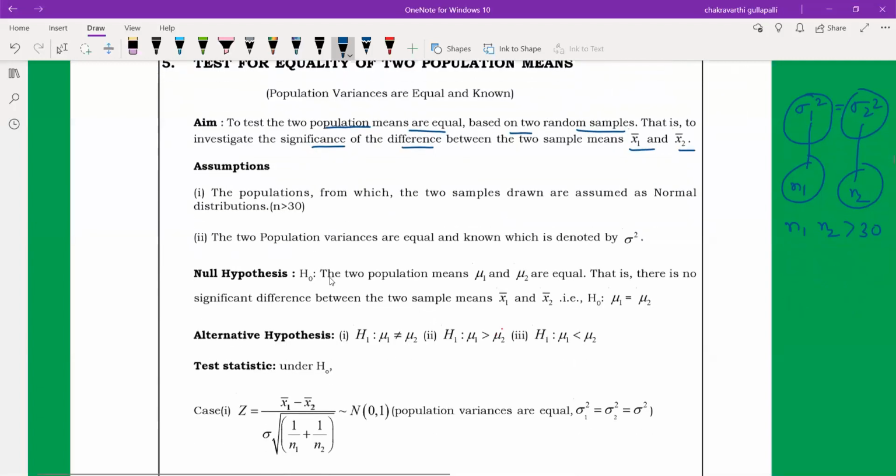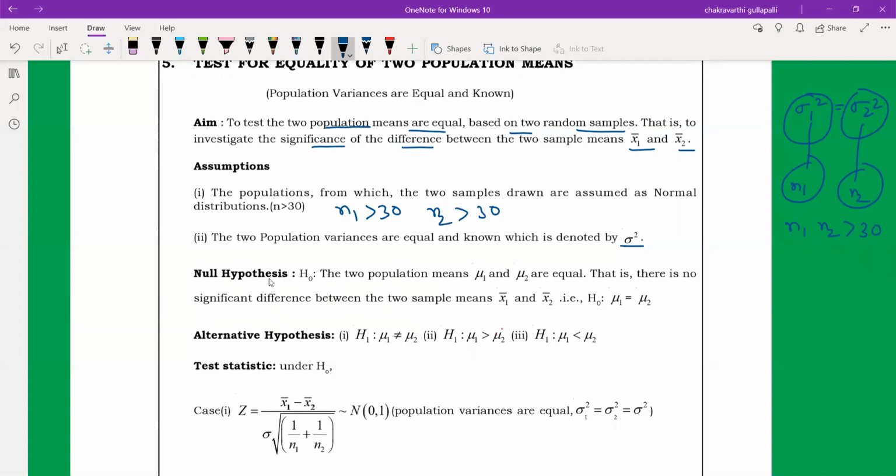There are two assumptions. N must be greater than 30, that is, n1 is greater than 30 and n2 is greater than 30. For the large sample case, we have to use the Z test. The population variance is equal and known, which is denoted by sigma square. That is one of the assumptions of this test.